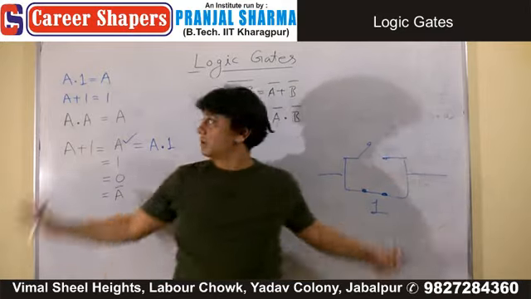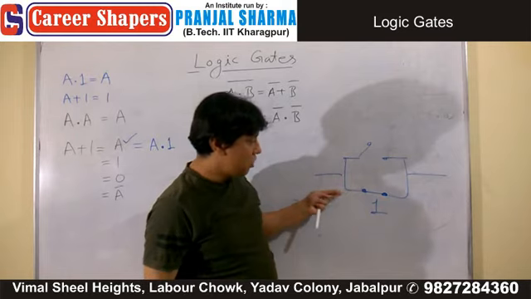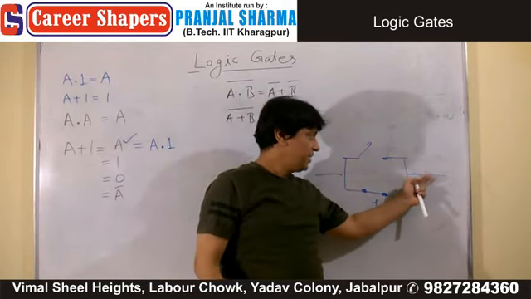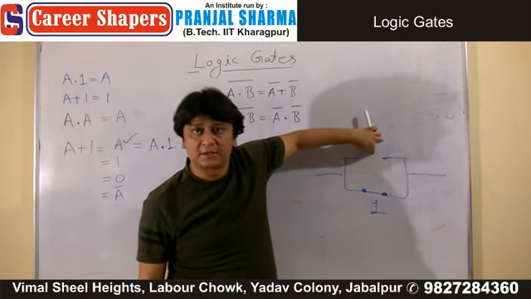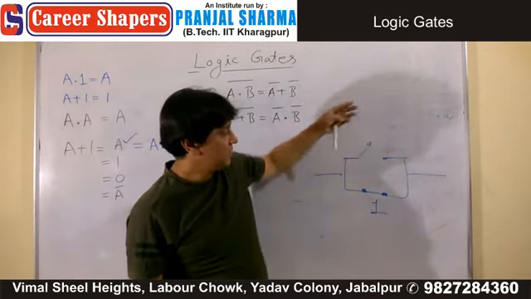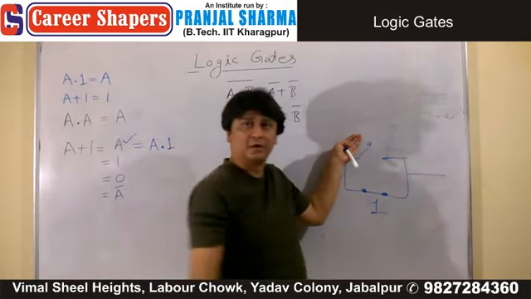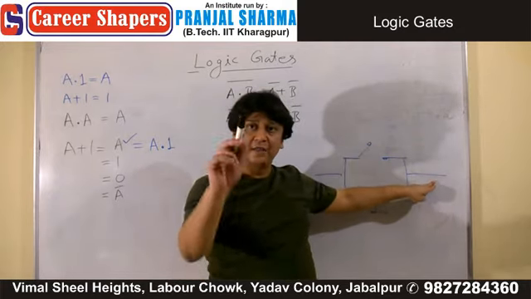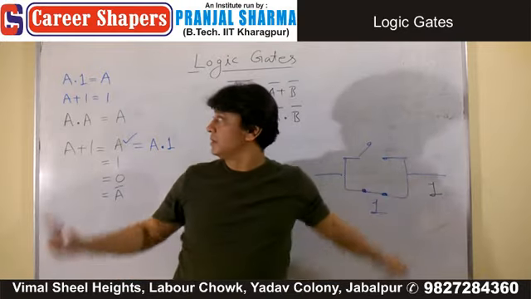Now, if you already are getting a current over here, then what you do at this place doesn't matter. If you keep it open, you still get the current. If you close it, you still get the current. And therefore, this value is always 1.